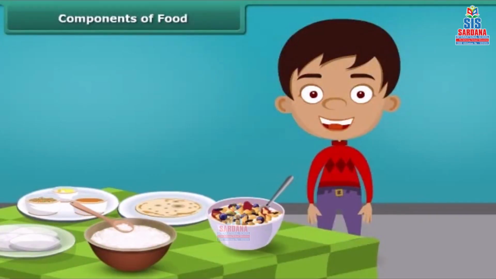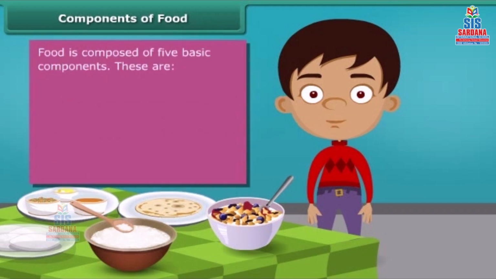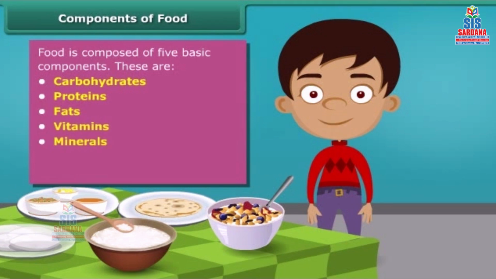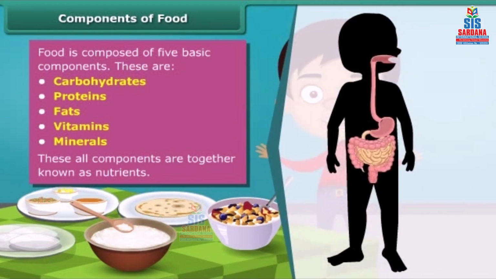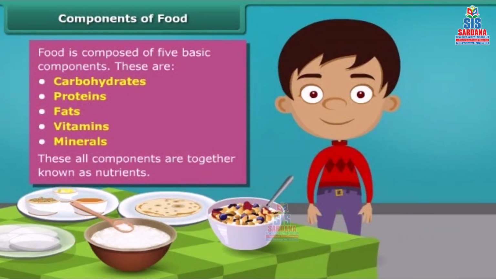Now, a question may arise that how do we get energy by eating food, and why food is known as fuel for our body? Friends, food has 5 basic components in it. These are carbohydrates, proteins, fats, vitamins, and minerals. All these components together are called nutrients. A body digests food and absorbs these nutrients to provide energy. Some nutrients help us fight against diseases.